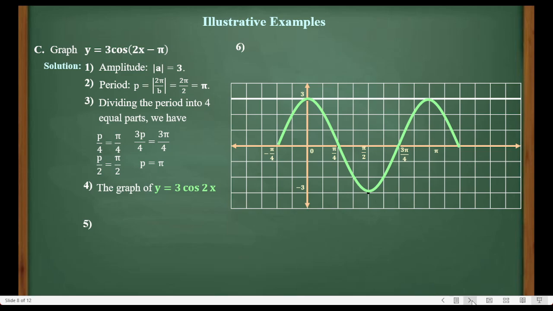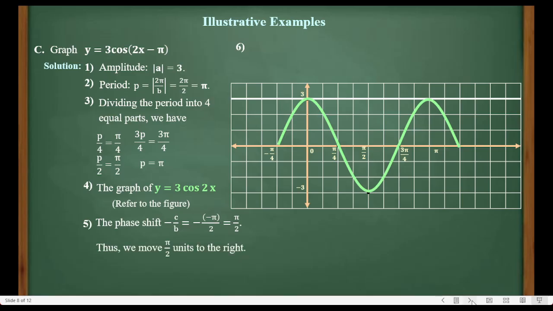So for step number 5, we compute for the horizontal translation or the so-called phase shift. And obviously the formula is negative c over b. Now substitute the value of c, which is the constant term, which is negative pi, over b, which is equal to 2. So simplifying the result, we have pi over 2. So what does this mean? It means that we move the graph pi over 2 units to the right since it is positive.